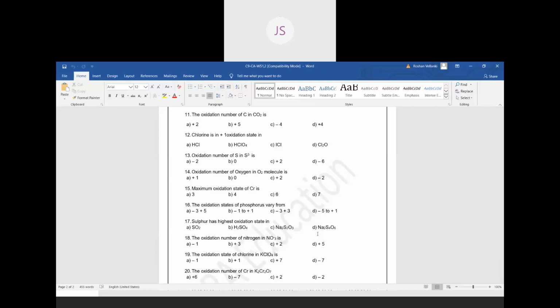So now what is the correct option among these 4? A, B, C, D. What is the correct option? B. Option B is the correct answer, which is sulfuric acid. Okay, please correct the answer if any mistakes. 18th one: the oxidation number of nitrogen in NO3 negative, the nitrate ion.